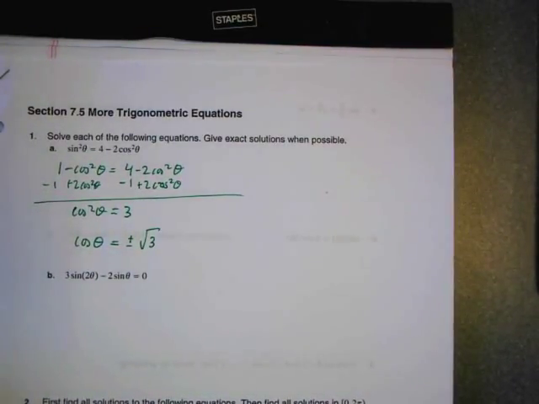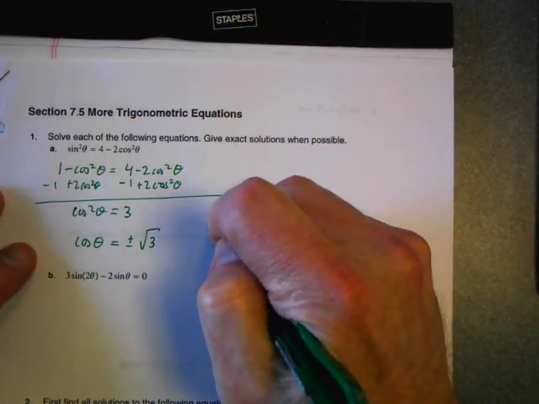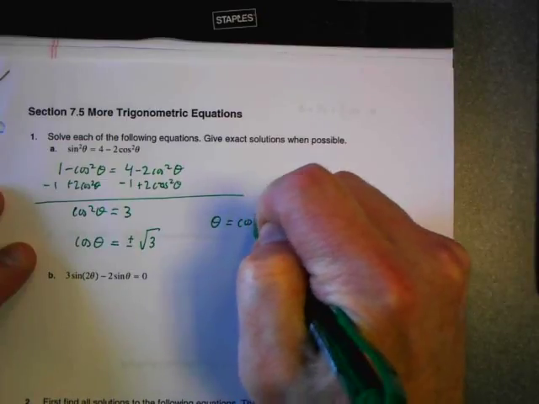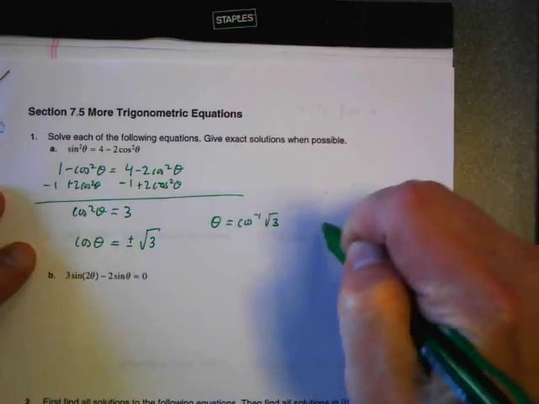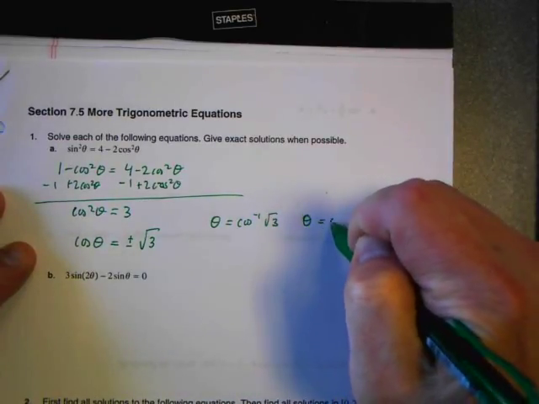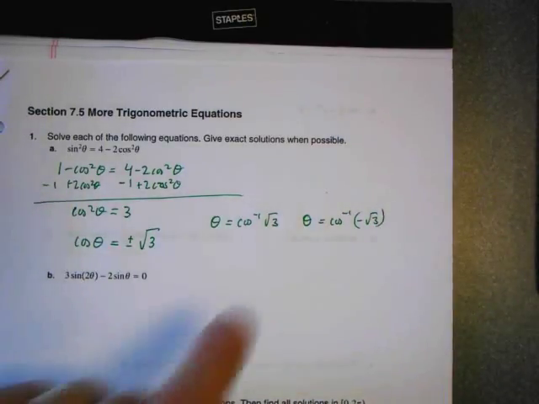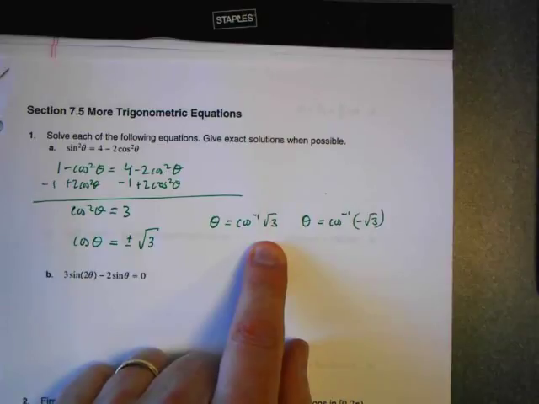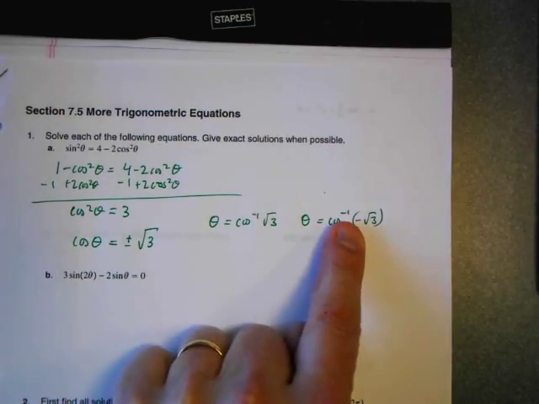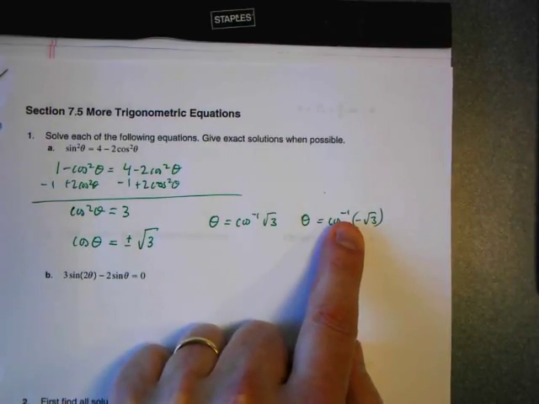So yes, that's a very good answer. Square root of 3 is a number on our chart that we've memorized, but it doesn't go with cosine, it only goes with tangent. So what am I going to have to do? I'm going to use inverse cosine. I'm going to need theta equals inverse cosine of square root of 3, and theta equals inverse cosine of negative square root of 3. I'll have to do them both. This one's positive, I should get answers in 1 and 4. This one's negative, I should get answers in 2 and 3.